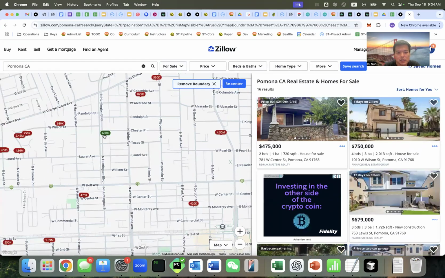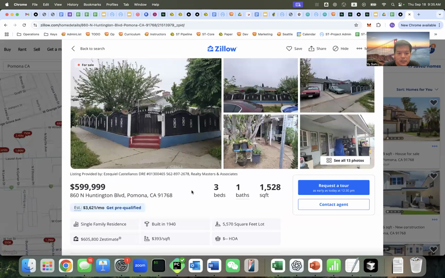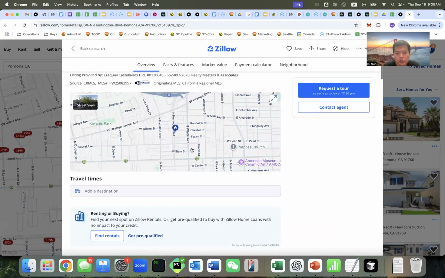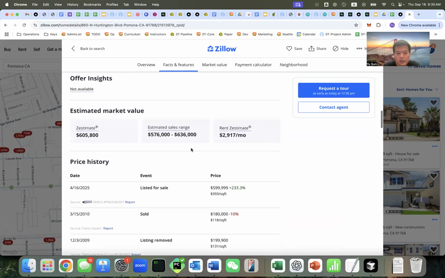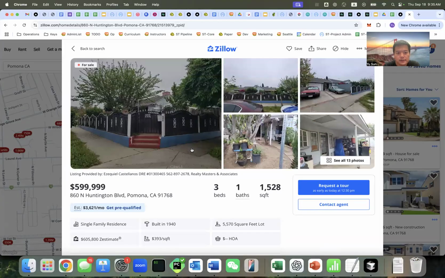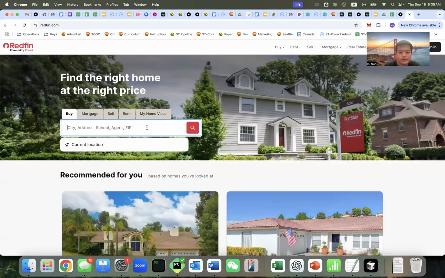So let's just randomly pick a house. Like this one here, this one is 600,000, and right now it's on the market for 600,000. But if you look at the pricing change, let's see, there should be some kind of graph. This is not good. Let's look at this.